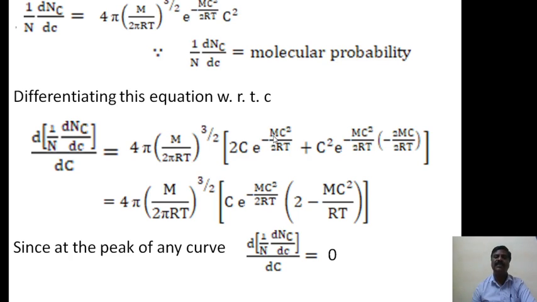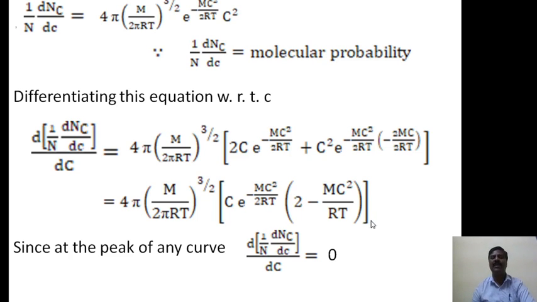Another common factor is e to the power of minus mc² divided by 2RT, which is the same in both terms, so it should be taken outside. Therefore I can write this equal to 4π times (m divided by 2πRT) to the power of 3/2 into c e to the power of minus mc² divided by 2RT as a common factor. The remaining is 2 minus mc² divided by RT. Close the bracket, another close the bracket. This equation we get.